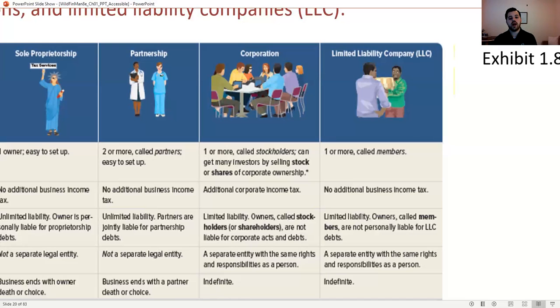Now, as far as a separate legal entity, yes, you do have a separate legal entity, and the business does not end when you die, right? Typically, corporations have many shareholders. If one shareholder passes away, there may be thousands of other shareholders that essentially continue on.